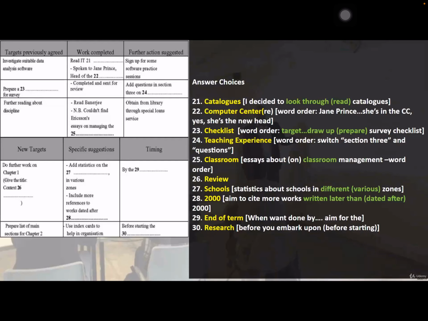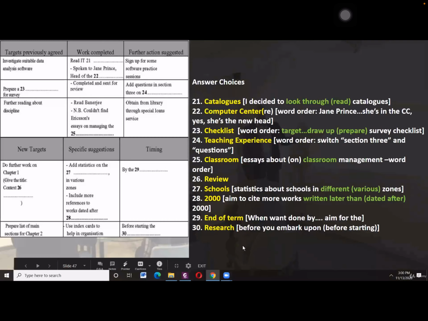Again, 21 is catalog. 22 is computer center. 23 is checklist. 24 is teaching experience. 25 is classroom. Well, number 25 for classroom. They said this line about Erickson, and the answer, they reversed the word order. They said the answer choice, and then they talked about Erickson. So they change up word order. 26 is review, 27 is schools, 28 is 2000, 29 is end of term, and 30 is research.